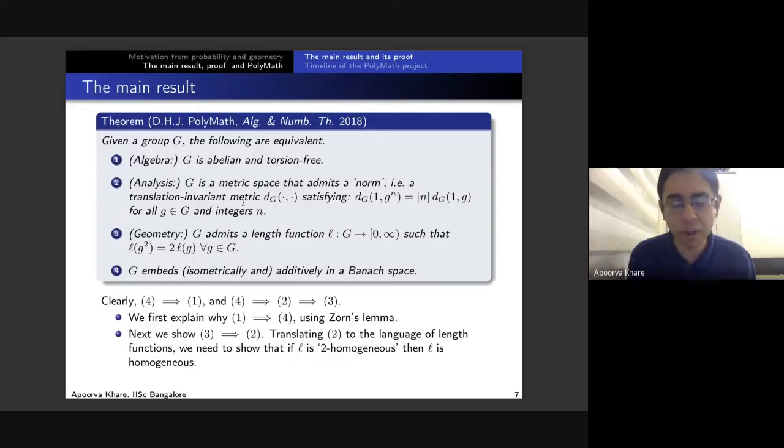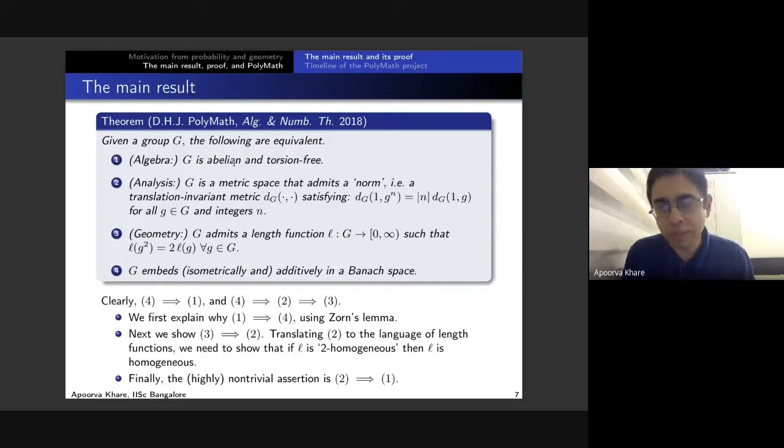And then the final and highly non-trivial assertion, and that is what was the meat of this PolyMath paper, is: if I know that I have a bi-invariant metric, or maybe just a left invariant metric with a 2 homogeneity or a norm, why is that group abelian? Torsion-free is easy. Why is it abelian? And that turns out to involve very clever arguments. But because the group is so general, there is no restriction on the group. I can't even use Sylow theorems or anything about free groups. We can use nothing, literally. And yet one is able to prove that the group is abelian. And so that's the story of that discovery that I want to tell.